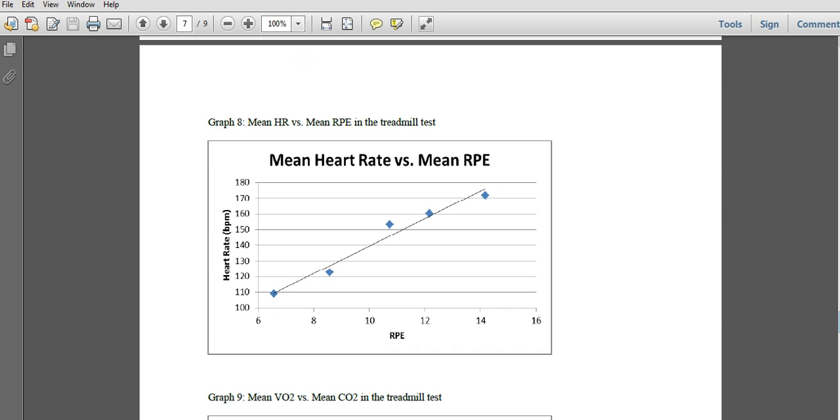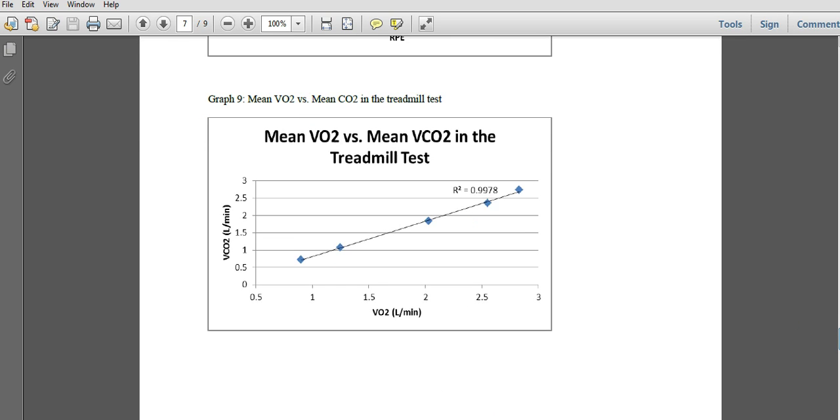Graph 8, mean heart rate versus mean RPE during the treadmill test. So you'll have the heart rate values from the Excel sheet and the RPE from the scanned sheet, and you'll make 2 columns with that and simply plot them, okay? Each point here is going to be a certain speed, miles per hour.